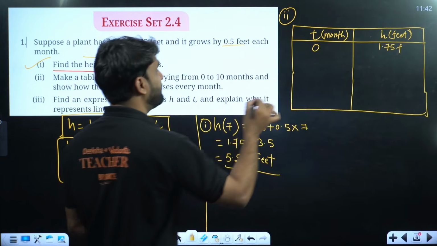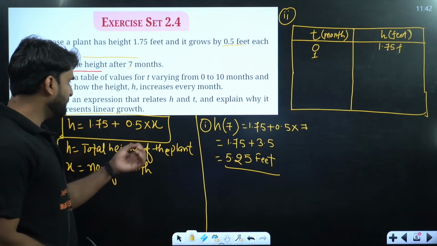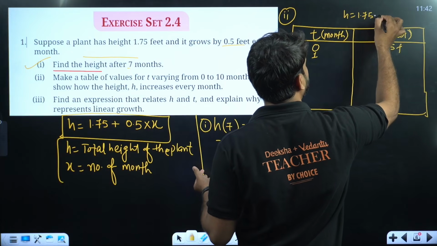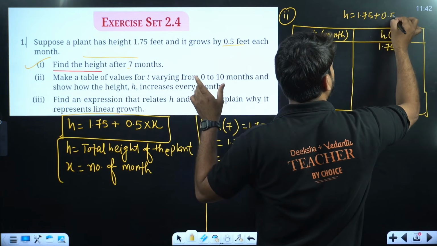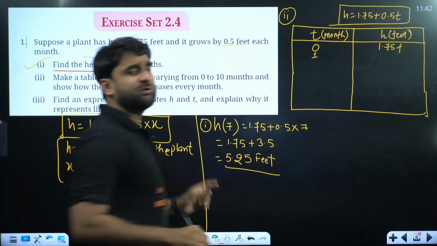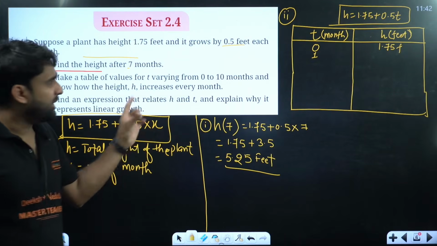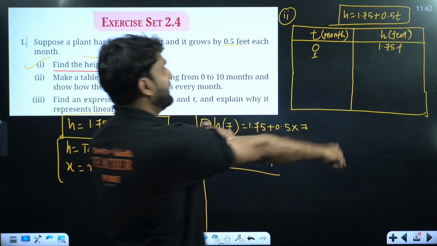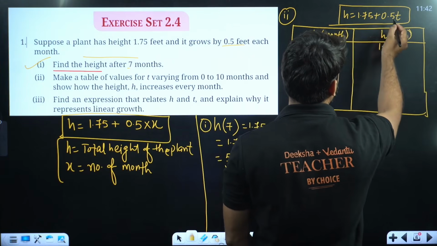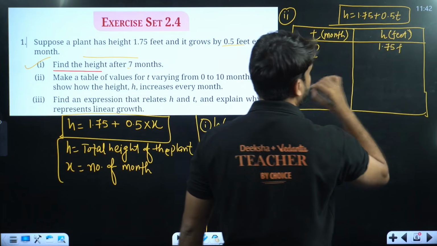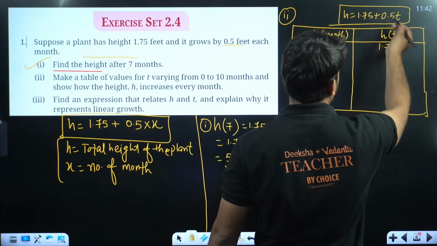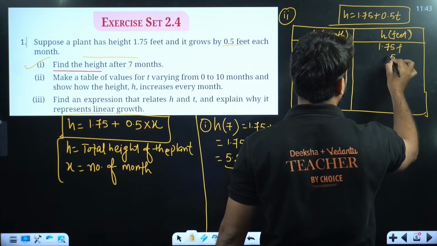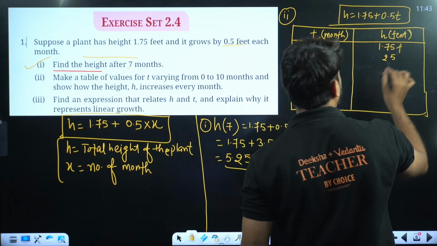Now for the first month, put 1. We have already discussed that h is equal to 1.75 plus 0.5t. In the earlier question we took month as x, but now the question is asking to use t to represent month. So t is 1, and this will be 0.5. So h will be equal to what, champions? 5 times 1 is 5, for 1 month. So 5 plus 5 is 10, 7 plus 2 is 12, carry 1, and 1 and 1 is 2.